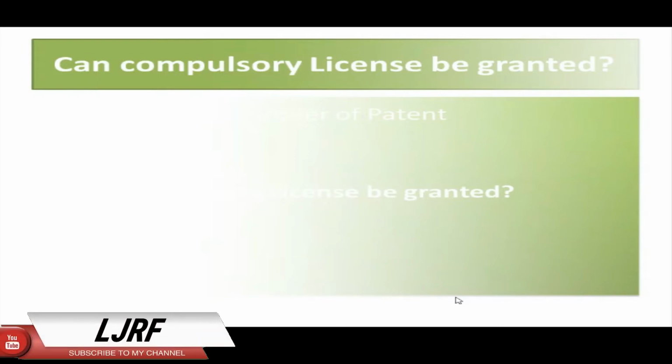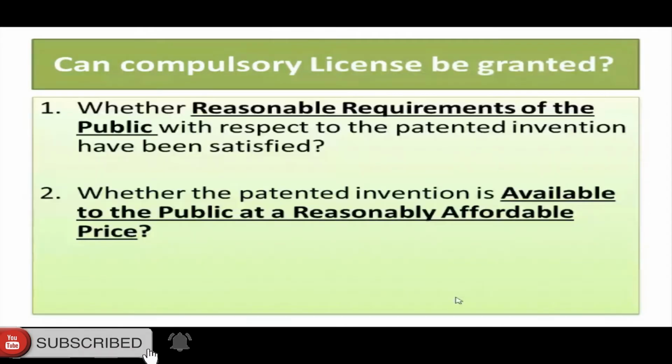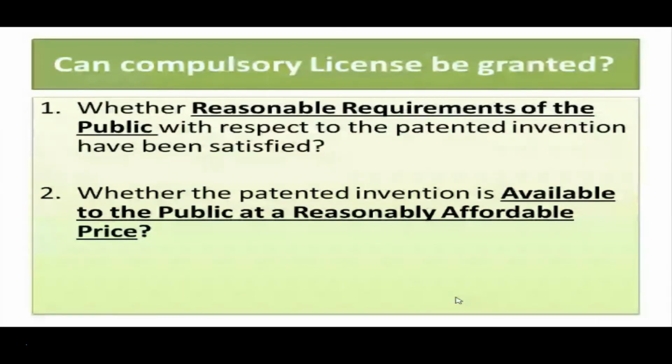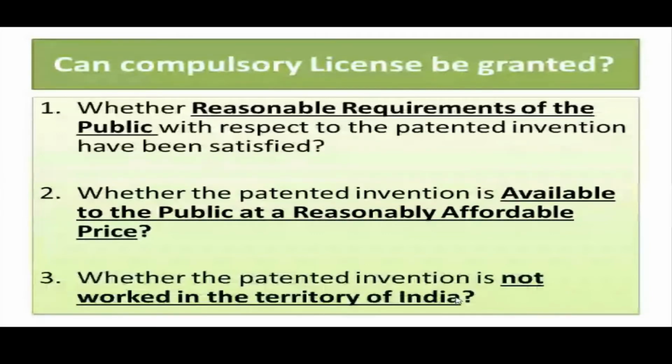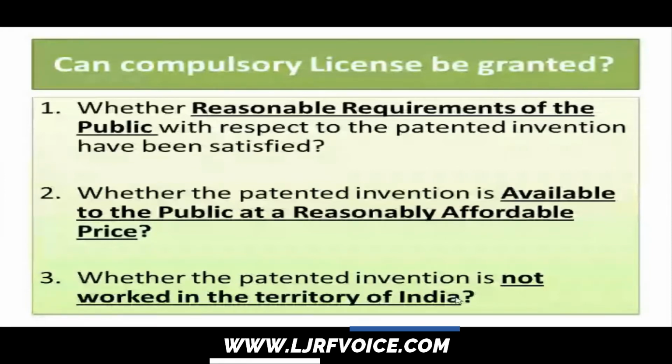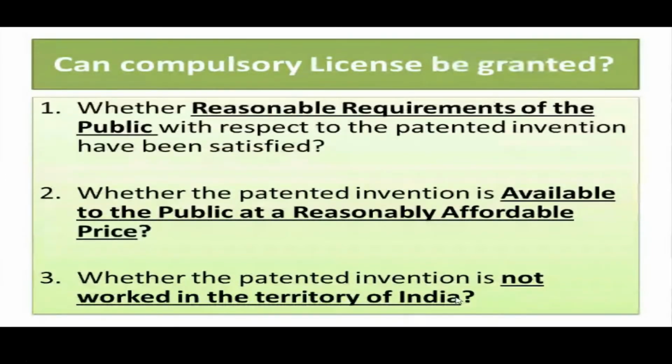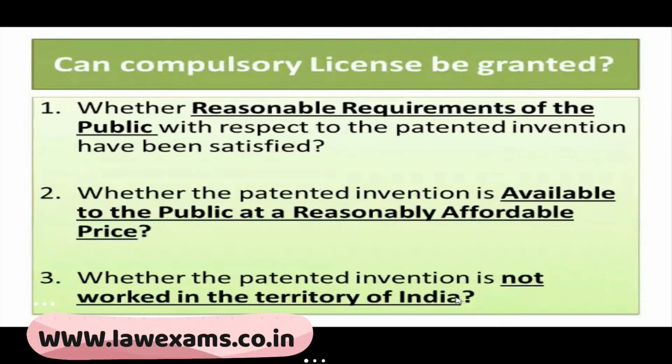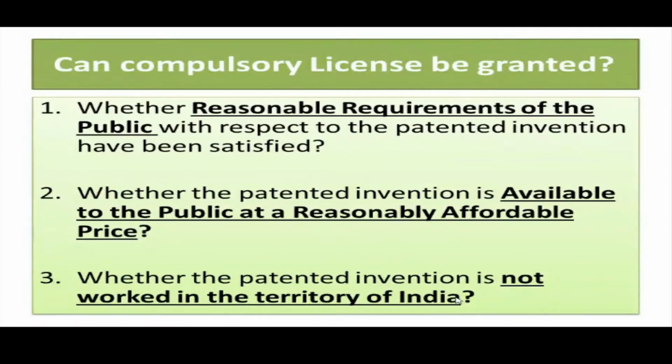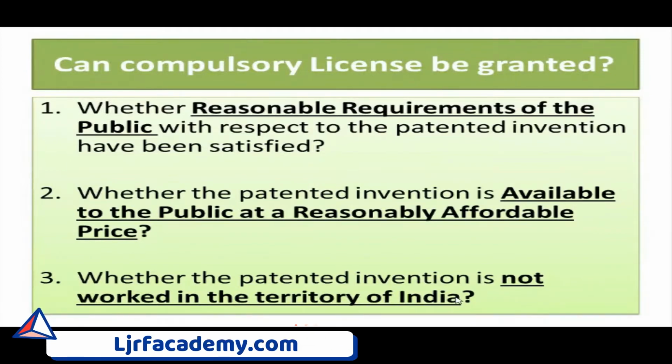The second question the controller should consider as per patent law is whether the patented invention is available to the public at a reasonably affordable price. And the third one is whether the patented invention is worked in India or not, whether it is commercially manufactured and sold in India. Because one of the objectives of patent law, as per the patent law itself, is to promote industrial growth. So, if these requirements are not complied with, then there is a possibility of granting a compulsory license.